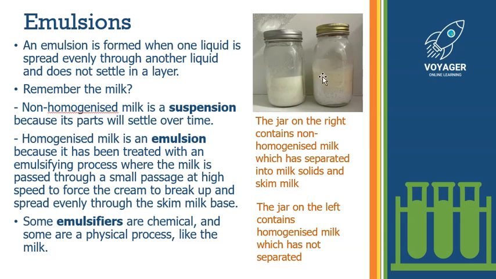So going back to the picture we looked at earlier, we can see that the jar on the left is homogenized. So it's an emulsion. And the jar on the right is a suspension because you've got some bits of cream and stuff suspended at the top, and then you've got the whey and the protein and the skim milk bits suspended at the bottom.